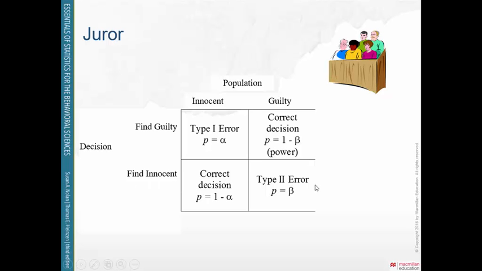So those are the two types of errors in our legal system, and our legal system is set up so that we would rather make more type 2 errors. We'd rather have some more misses, let some more guilty people go free, as opposed to more type 1 errors. We don't want to send innocent people to jail.